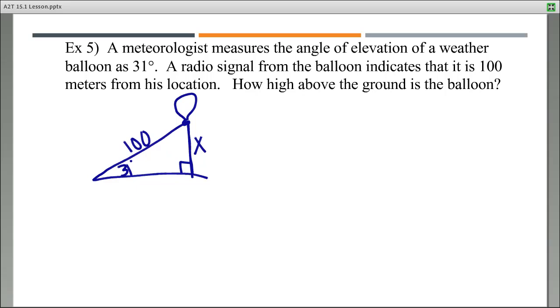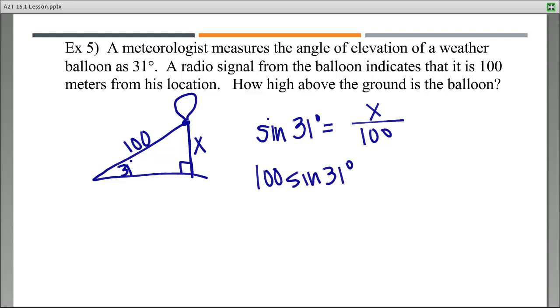All right, so what do we got? We have opposite and hypotenuse. So that's sine. Sine of 31 degrees is equal to opposite over hypotenuse. So multiplying both sides by 100 would give you that x is approximately 51.503, so 51.50, and this is meters.